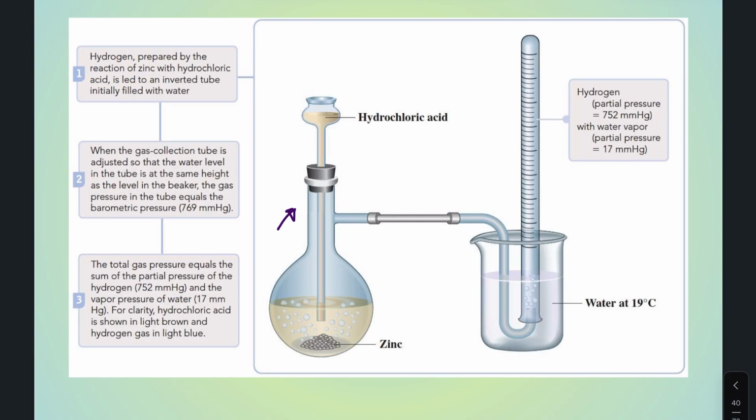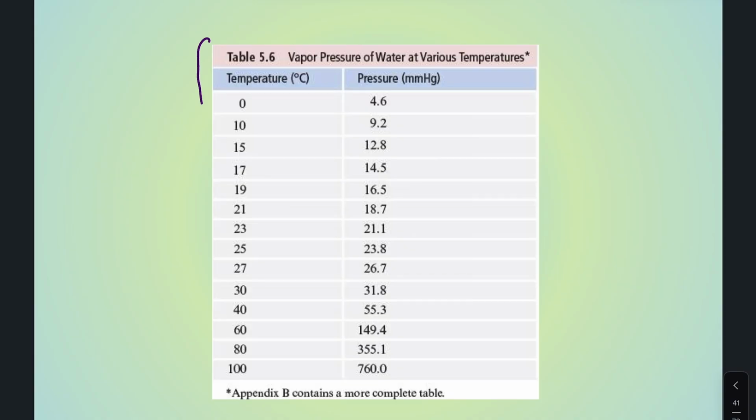And it's going to be initially filled with water. And then the gas collection tube is going to be on the other side. And so the pressure that's going to be in this tube, the P total, is going to be whatever the pressure of the hydrogen is plus the pressure of the water. So the vapor pressure, and that's going to depend exactly on what the temperature of that water is. Okay. And so this chart gives you a very good example of exactly what those pressures are.